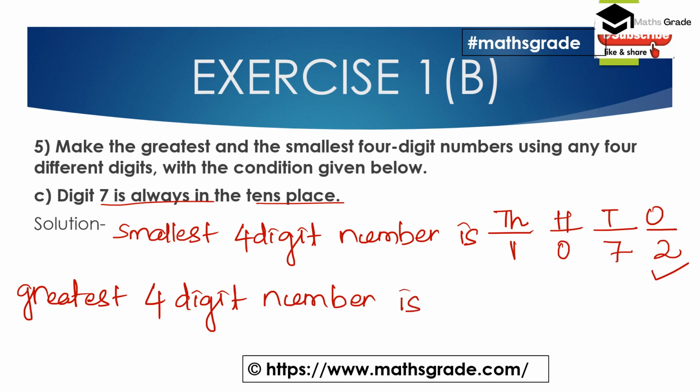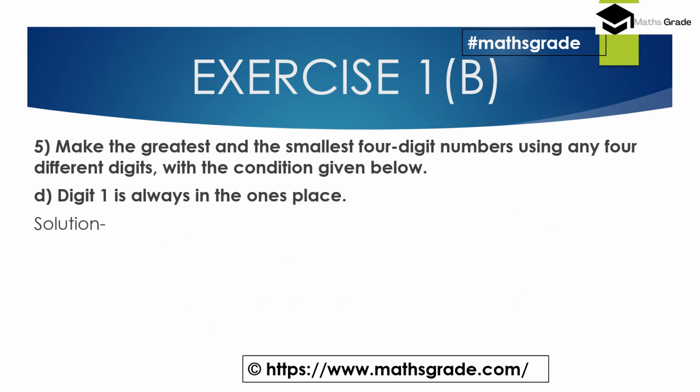Now the greatest four digit number. 7 is always in the tens place, and the greatest digit is 9 at the thousands place, then after 9 the greatest digit is 8, then 7 is in the tens place, then after 7 the greatest digit is 6, so it will be 9876. This is the greatest four digit number. So the smallest four digit number is 1072 and the greatest four digit number is 9876. Now we solve question D.